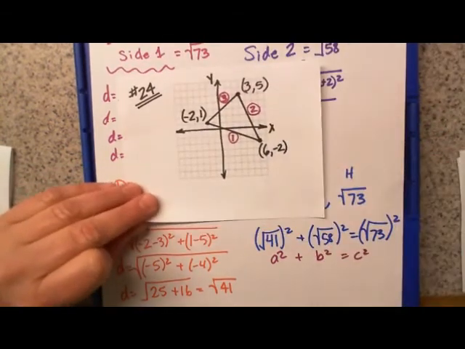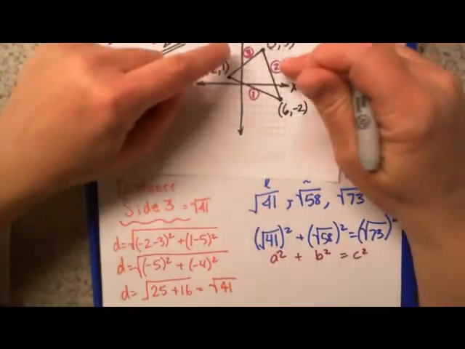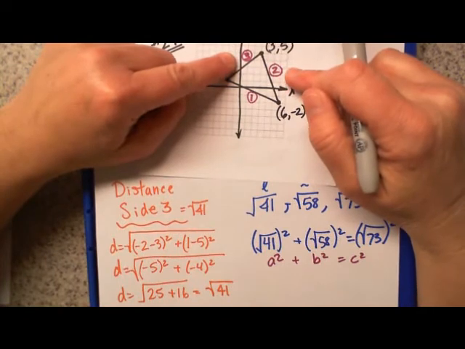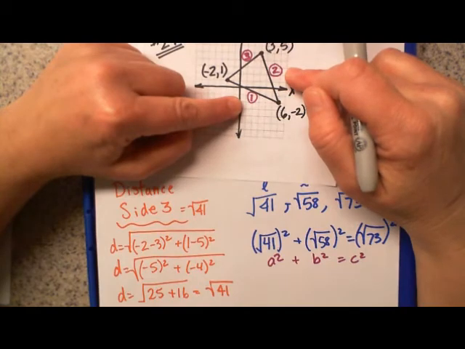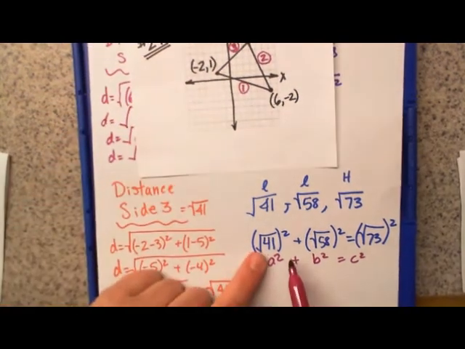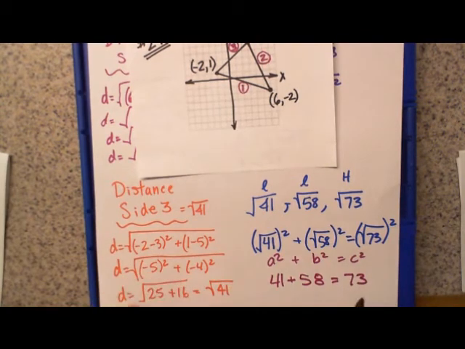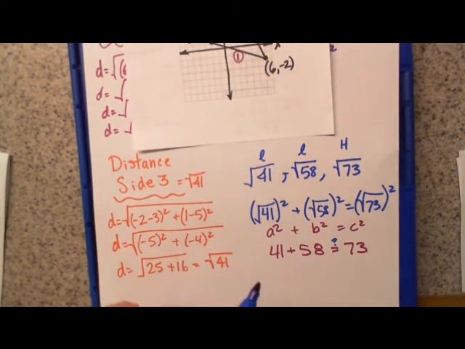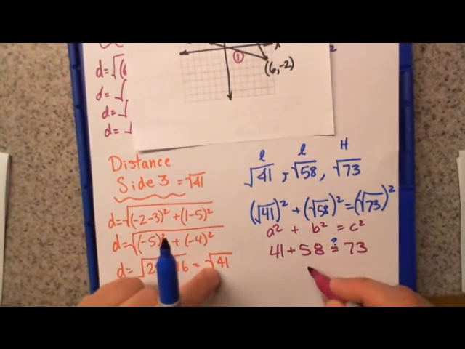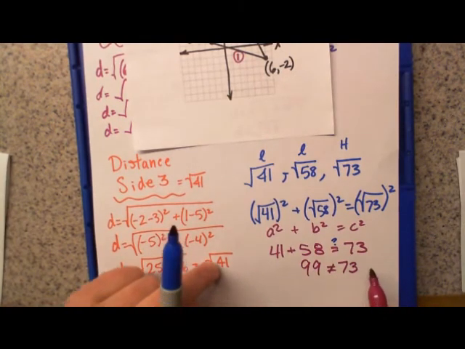Because if this is a right angle, then these two, which one's shorter? Side 2 and 3. These two shorter sides should be squared and added together to equal this side squared. Square root of 41 squared is really just 41. Same for 58. And the same for 73. What we're doing is testing, is this true? And 41 plus 58 is actually 99. Did I do that right? Yeah, 99 does not equal 73.